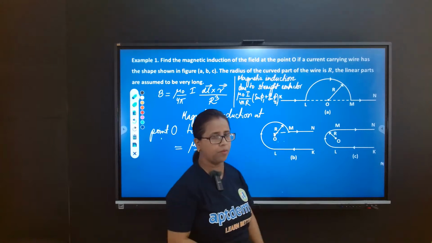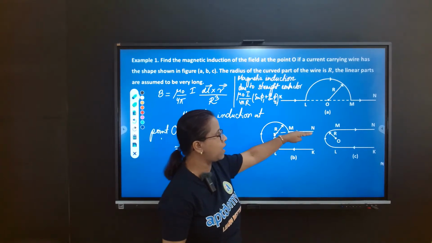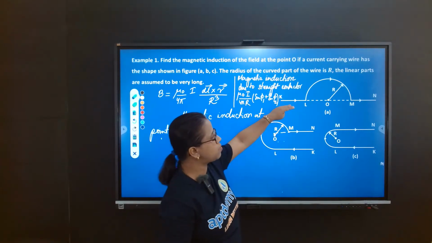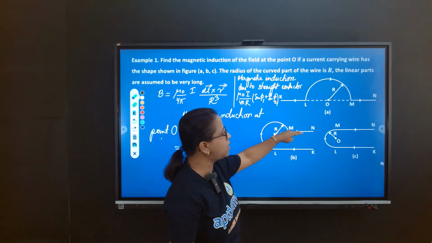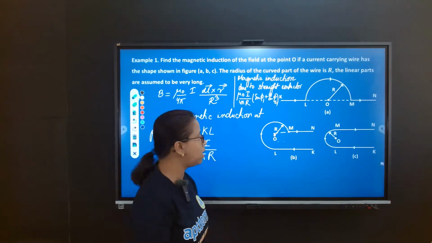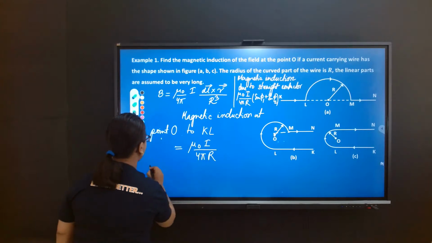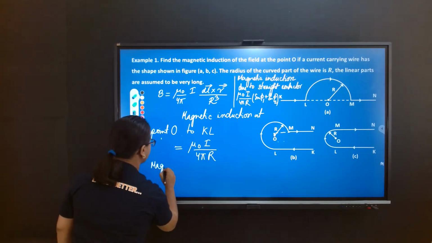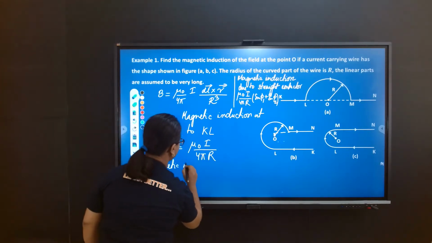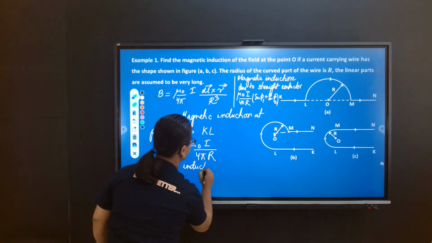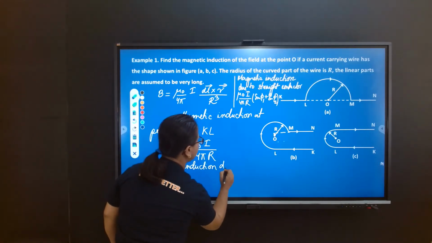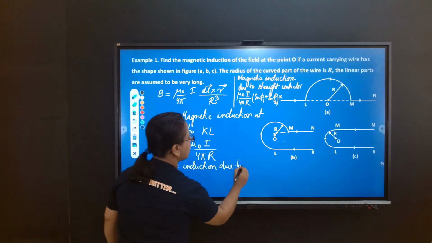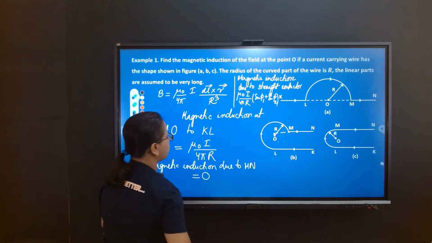Now, here the point is actually in line with the conductor MN. So, if they are in line, we can consider the case as before, that is the angle in this case will be equal to 0 degree. So, we have magnetic induction due to MN as equal to 0.